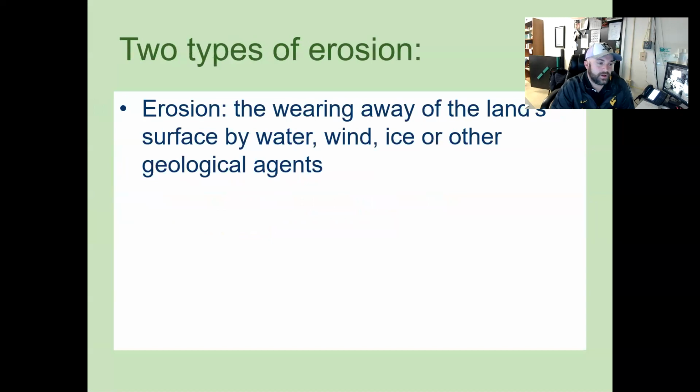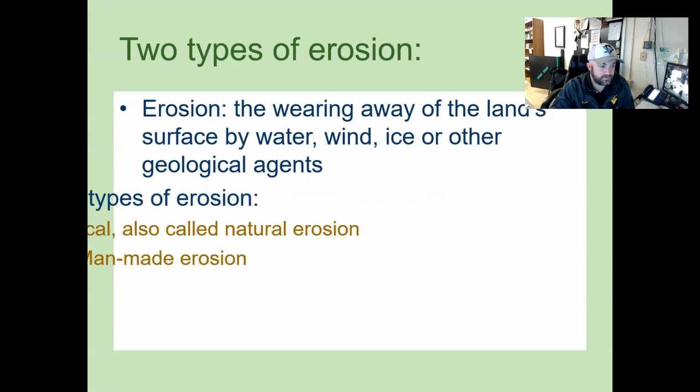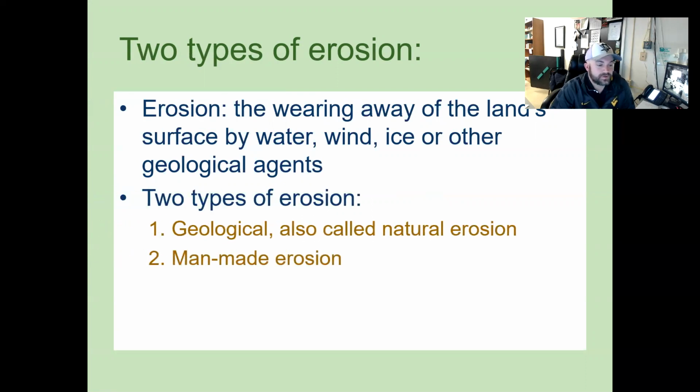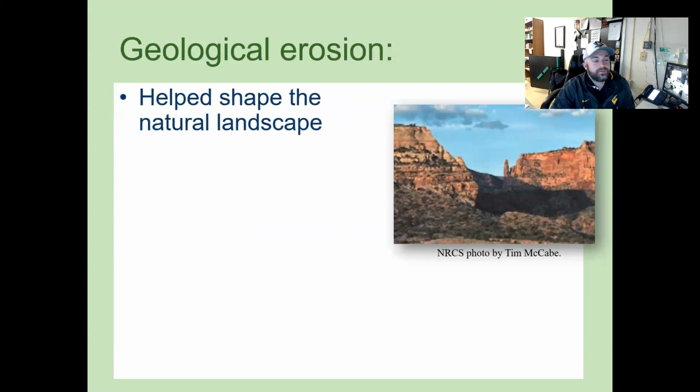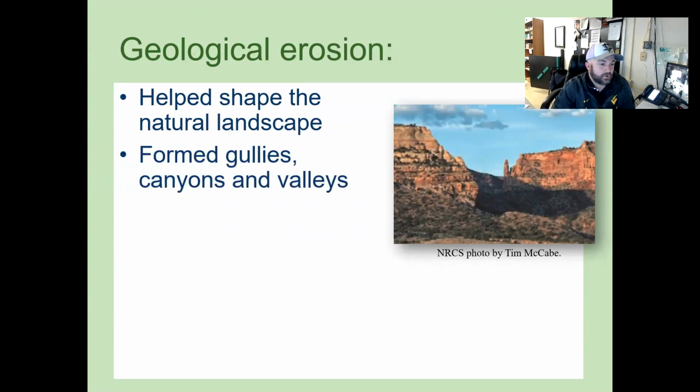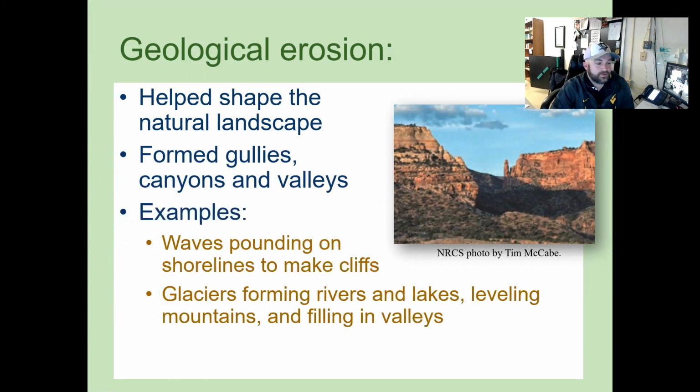So two types of erosion. Erosion is the wearing away of the land's surface by water, wind, ice, or other geological agents. Two types here are geological, also called natural erosion, and man-made erosion. Geological erosion helps shape the natural landscape, forming gullies, canyons, and valleys. Some examples of this would be waves pounding on shorelines to make cliffs, and glaciers forming rivers and lakes, leveling mountains, and filling in valleys.